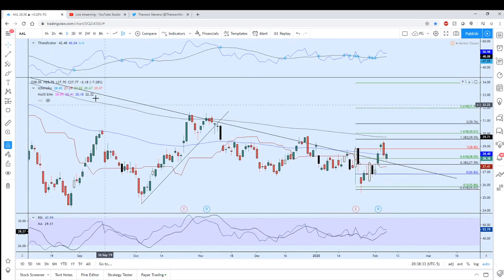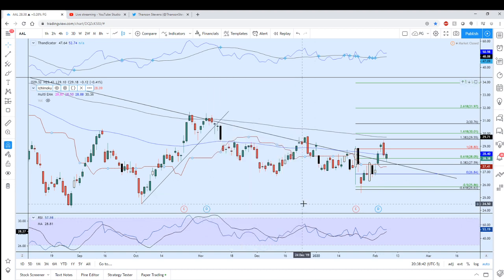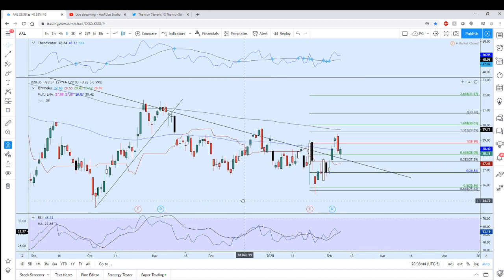Okay, and I only use the baseline. I don't use the lagging span, the cloud, any of that stuff. The baseline, that's all I need. That's all you really need to make a play.